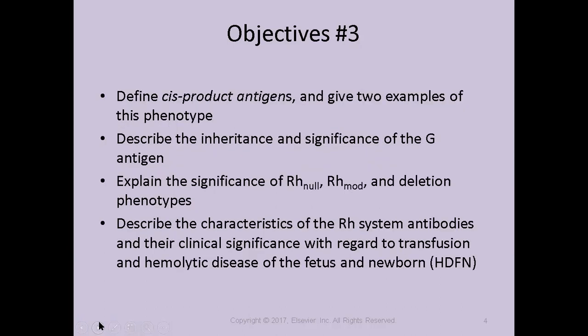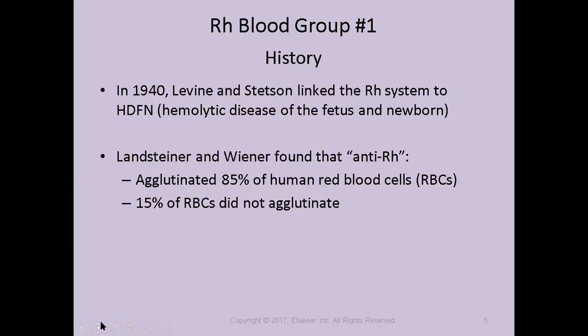In addition, we will define cis product antigens and give 2 examples of this phenotype, describe the inheritance and significance of the G antigen, explain the significance of RH null, RH mod, and deletion phenotypes, and describe the characteristics of the RH system antibodies, their clinical significance with regard to transfusion and hemolytic disease of the fetus and newborn, which is also referred to as HDFN. So we have quite a lot on our plate today.